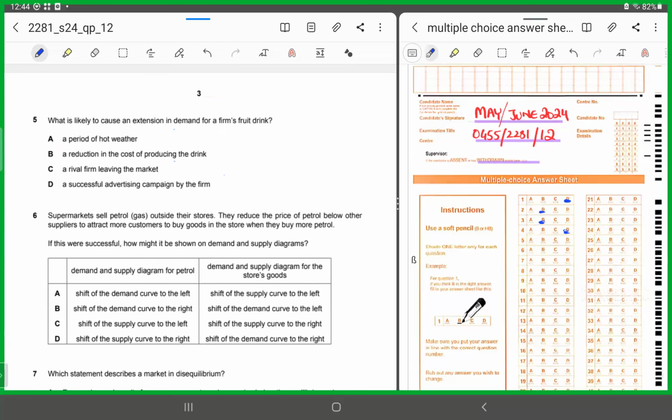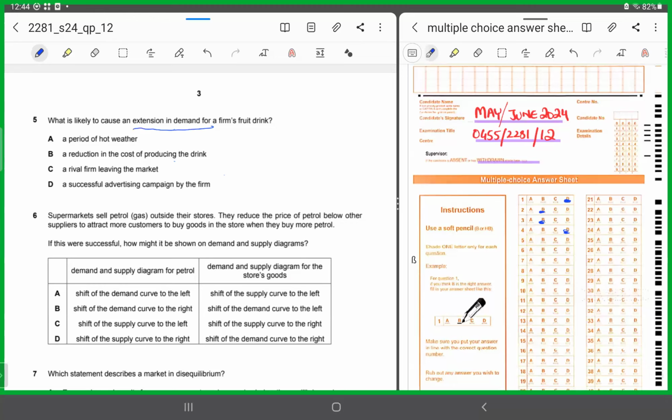Yes, extension or contraction. Whenever we are talking about extension and contraction, that is due to the price of the product itself. However, when we are talking about shifts, that is due to factors other than the price of the product itself. Now, look at the options.